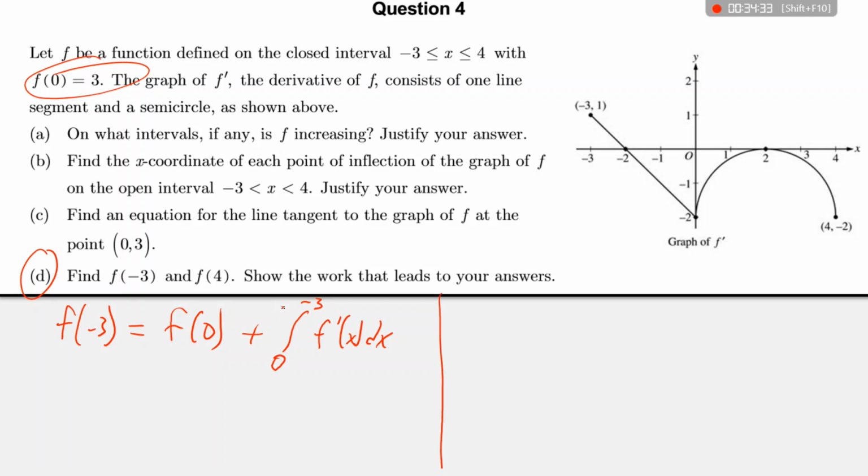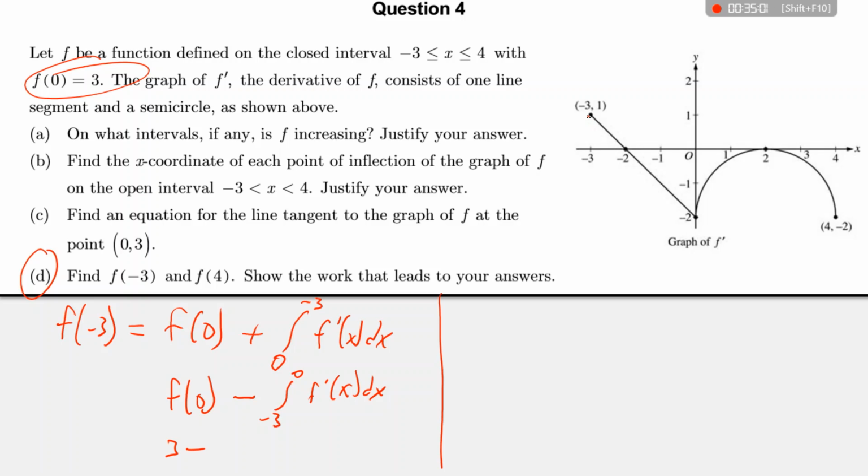Okay, my only problem here is I'm actually integrating backwards, right? From 0 to -3 is from right to left, not left to right. So to do that, I would change our integral's sign. This is f of 0 now, minus the integral from -3 to 0 of f prime x dx. My start point f of 0 was 3, so that's 3 minus the integral from -3 to 0 of f prime x.